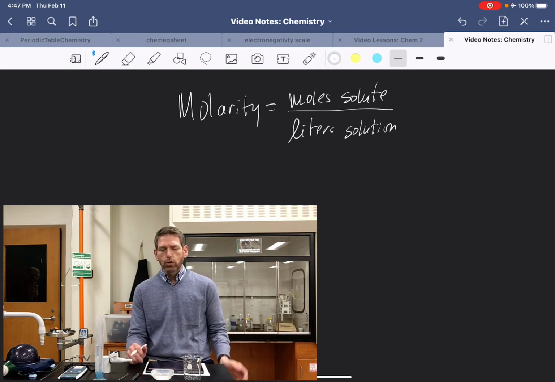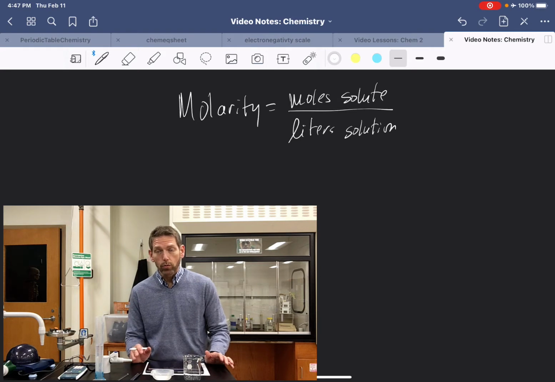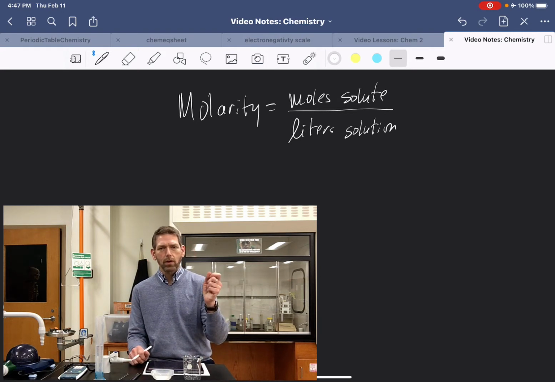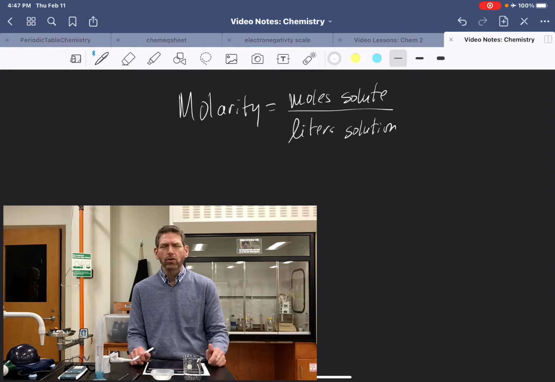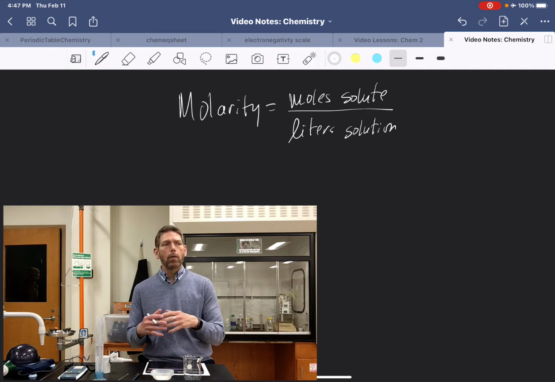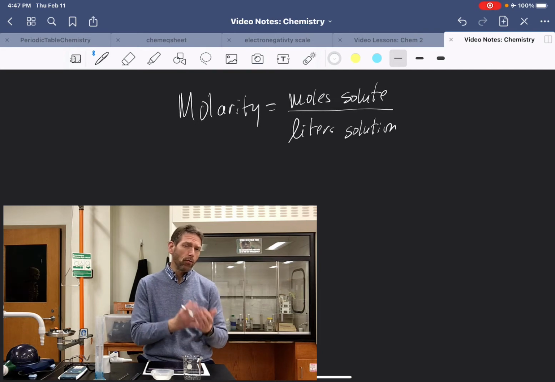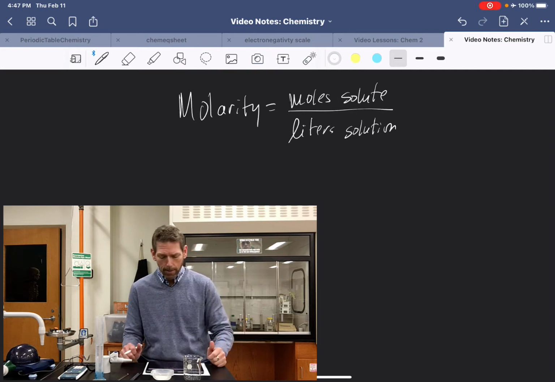Well, our balances do not measure out in moles. That would be like putting something at the grocery store on a scale and it telling you how many dozen pieces of lettuce you have. It doesn't do that. It gives you the mass, or it would tell you how many dozen eggs or tomatoes you put in your basket. Scales measure out a unit of mass, or are set for a unit of weight, like pounds or ounces.